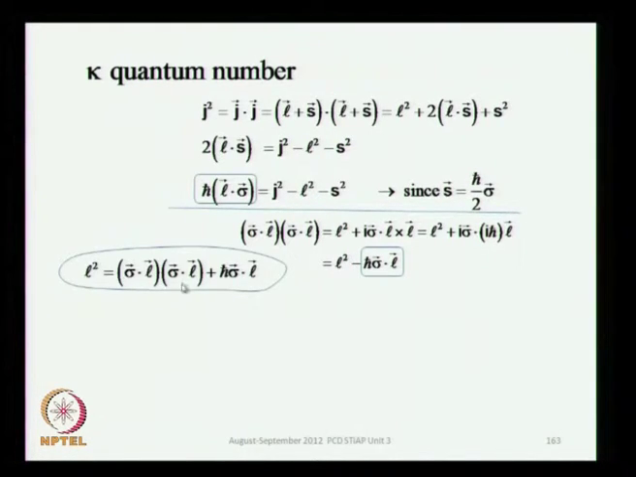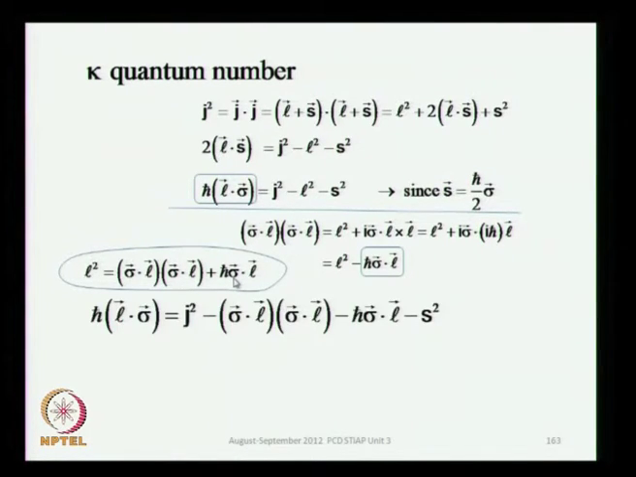So, L square is now the square of sigma dot L plus, this is the minus sign here. So, it will come with a plus sign here, h cross sigma dot L. So, you can factor, you can pull out the appropriate factors. This h cross sigma dot L is j square minus L square, but L square now has got these two terms, and then you have got this minus s square.